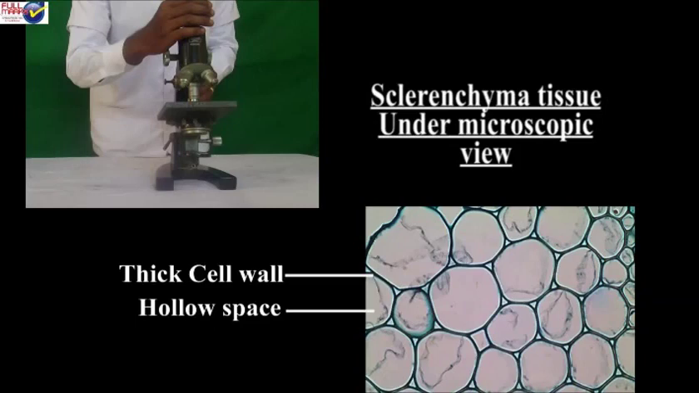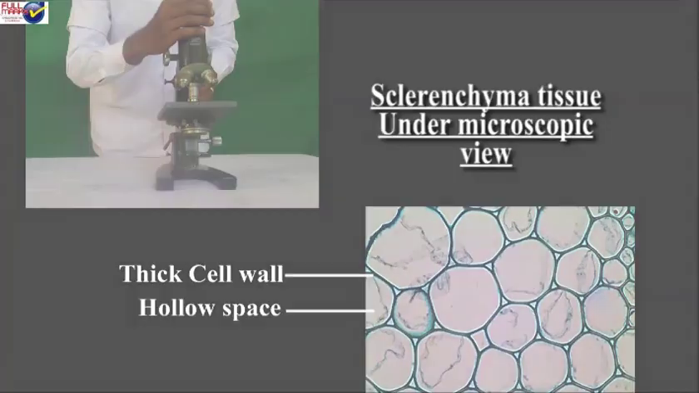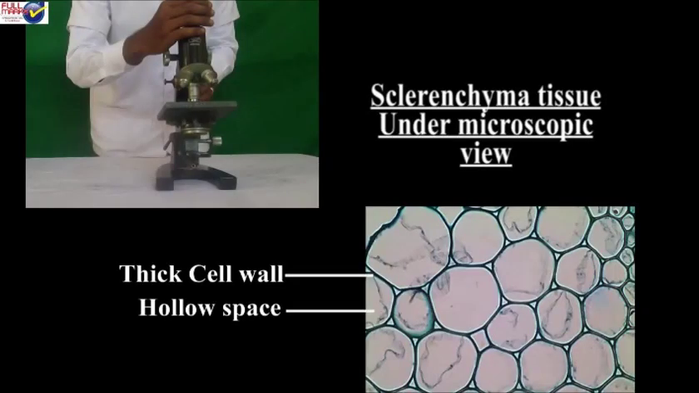Sclerenchymatous tissues. These cells show thick corners and thick cell walls. They do not have any protoplasm in them. They show lignified walls. They can be divided into two types: sclerenchyma fibers and sclereids. These cells are dead.